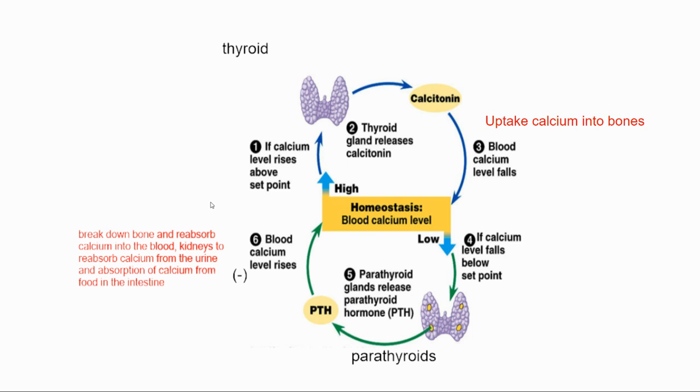So those are the 3: thyroid, how we make thyroxine, what goes wrong with those, calcitonin, and PTH.